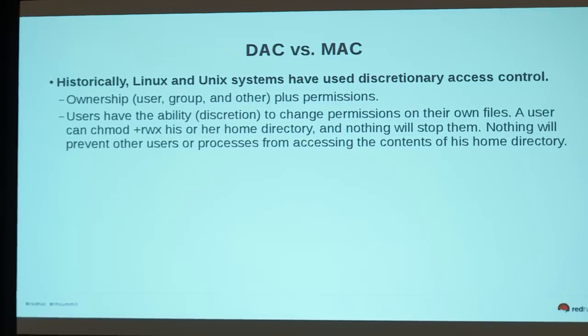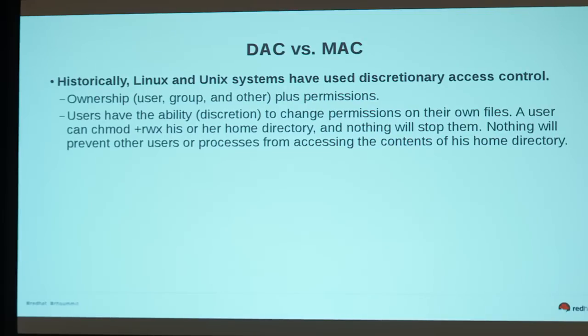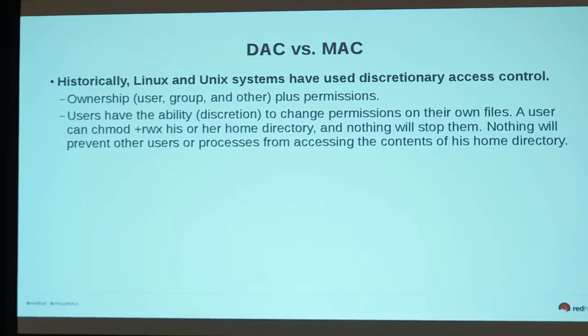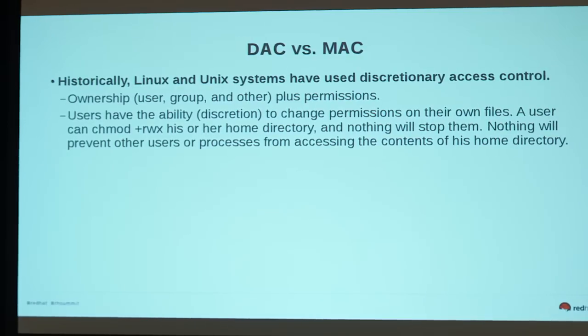Or SCO, that's a bad word. But if you come from a typical Unix environment, you're used to discretionary access control. We've got the typical sort of ownership where the user that owns a file, the group that owns a file, and then everyone else is considered to be other. Users have the discretion to set permissions on their own stuff. If I own it, I can change the permissions on it.